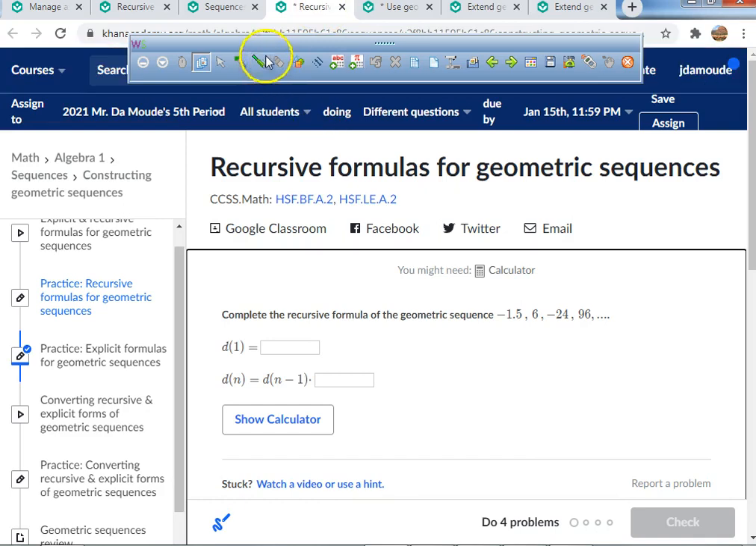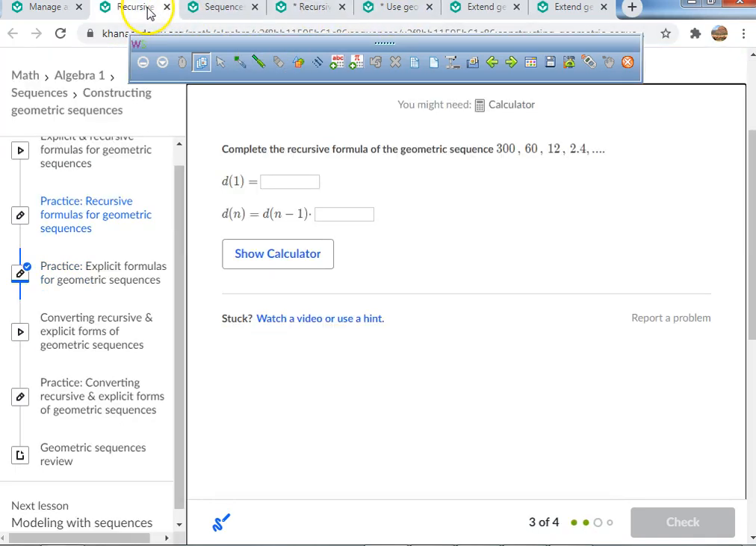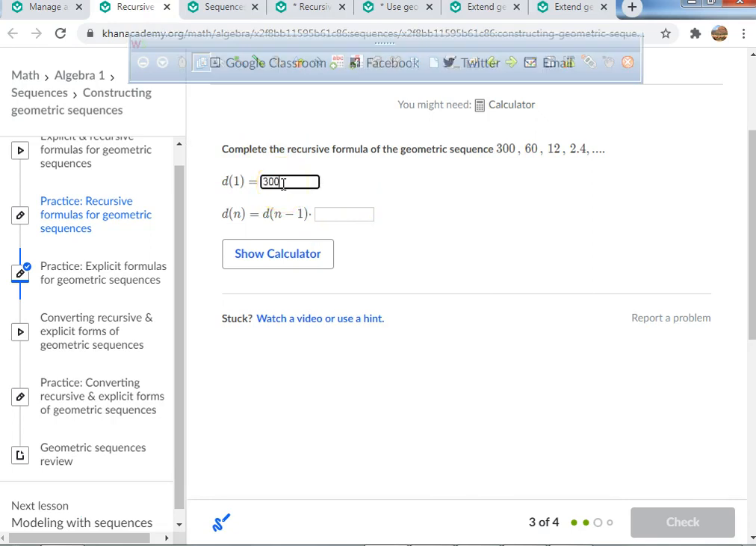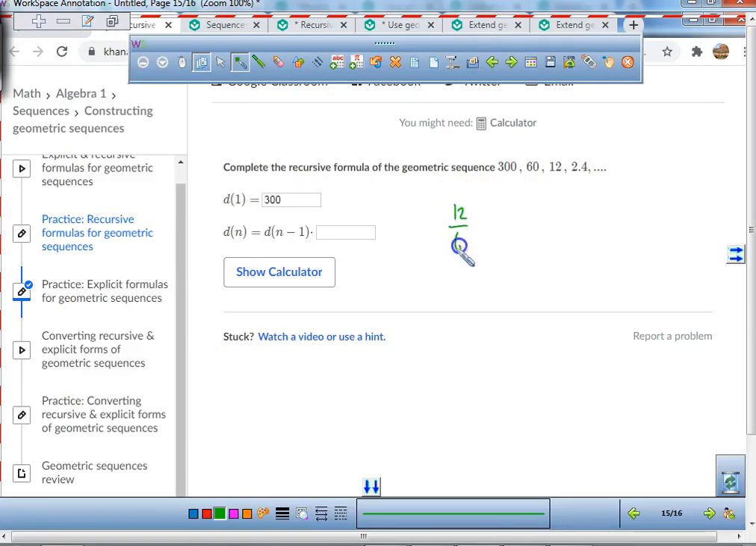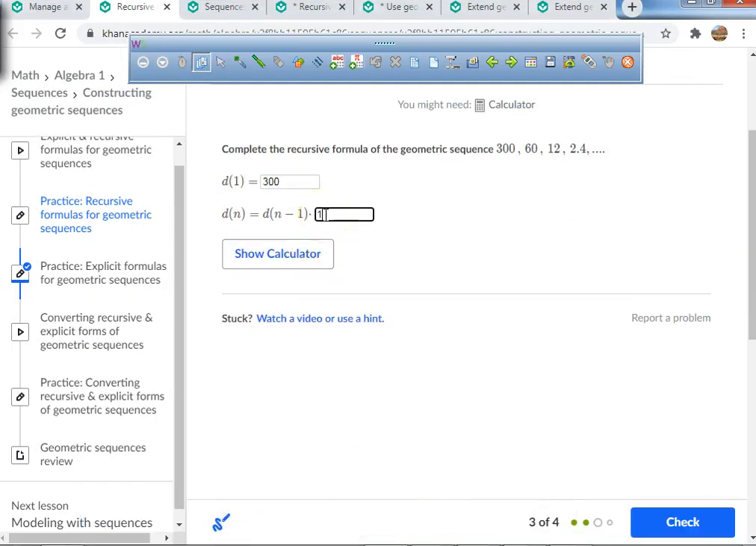All right, let's see here. Let's go over here. This one I start out with 300, and I got to do 60 divided by 300, or 12 divided by 60. Now 12 divided by 60, if I just write it down, reduces to 1/5. So I'm going to make everything multiply by 1/5.